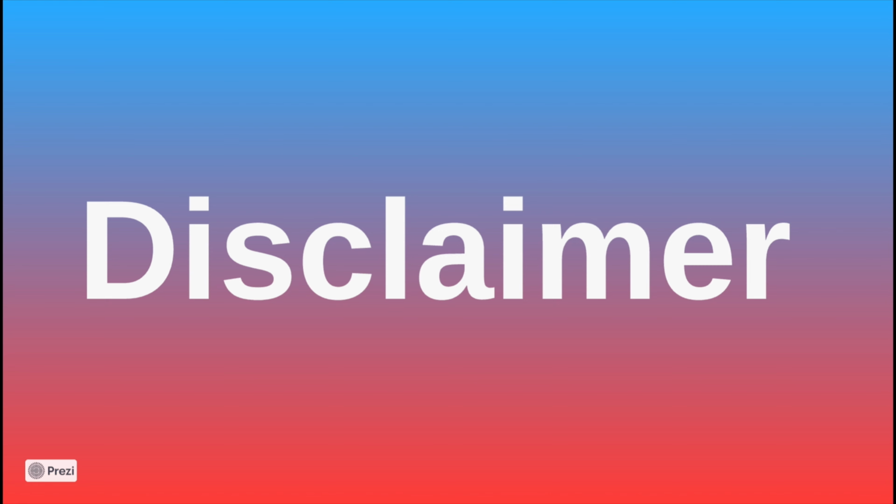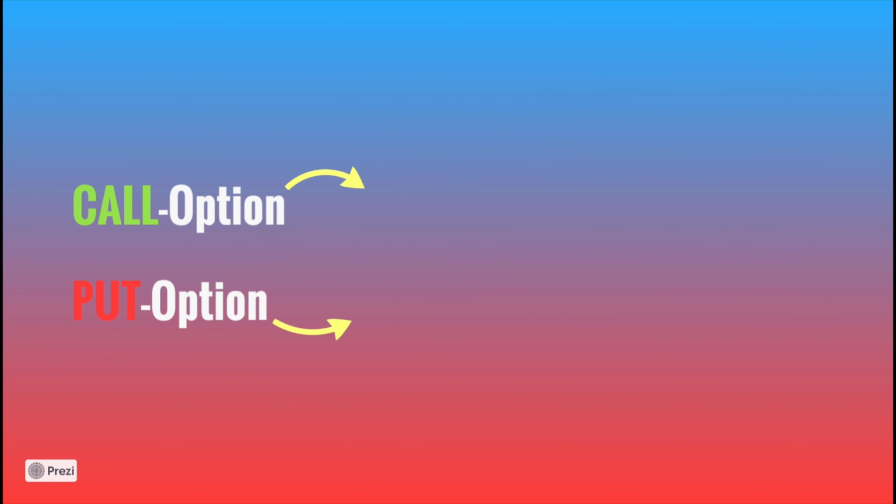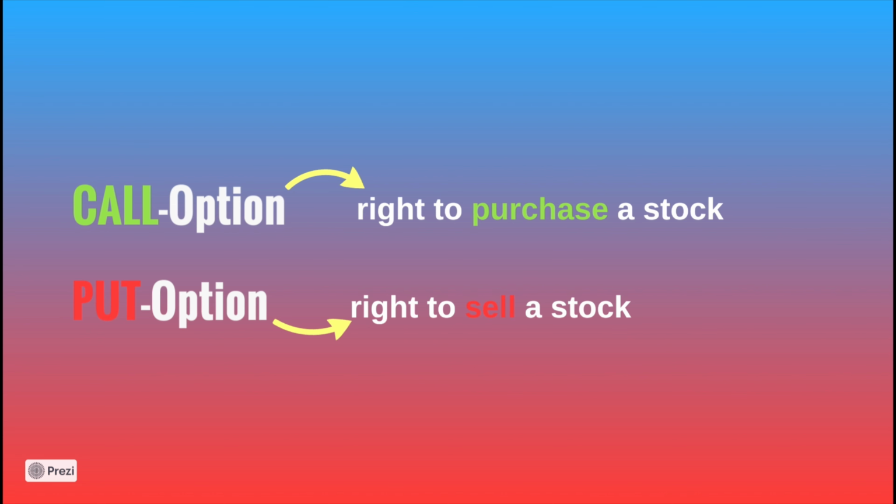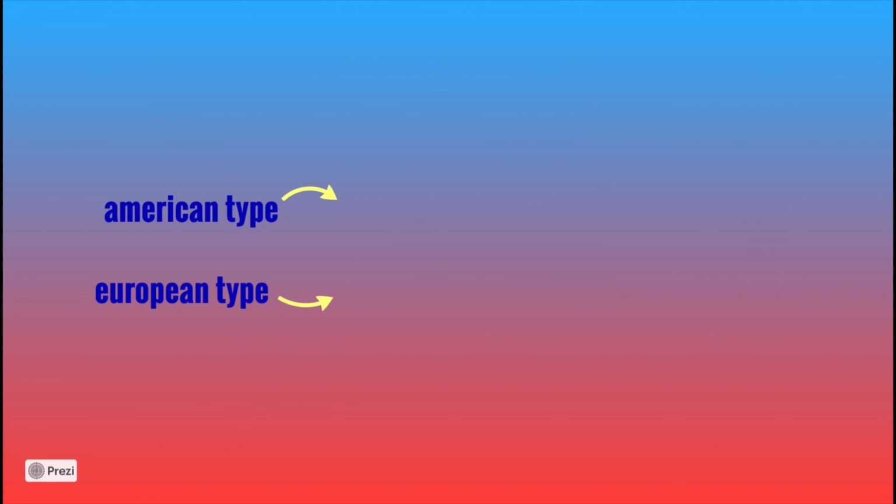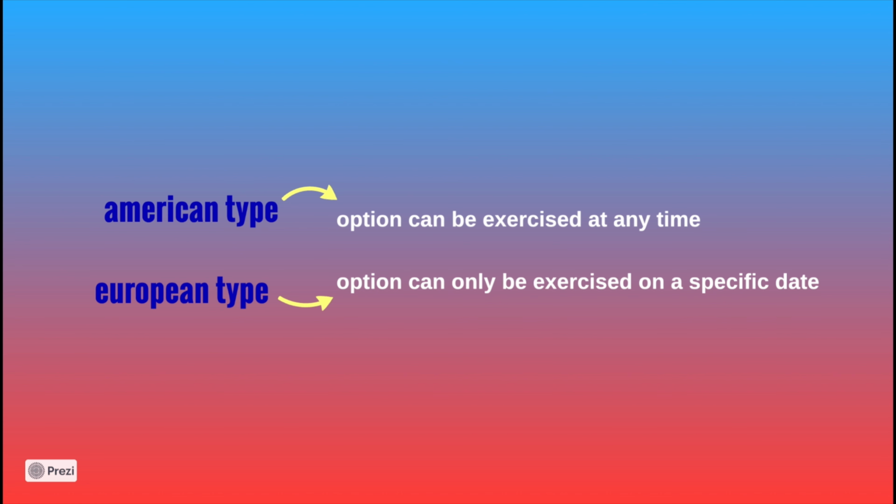Let's get started. With a call option, the buyer of the option has the right to purchase a stock at a specified price, while the buyer of a put option is granted the right to sell a stock at a specified price. Options are generally divided into two different types, American and European. With the American type, the option can be exercised at any time, whereas with the European type, the option can only be exercised on a specific date. So far, so good with the theory. Now let's take a look at this with some concrete examples.